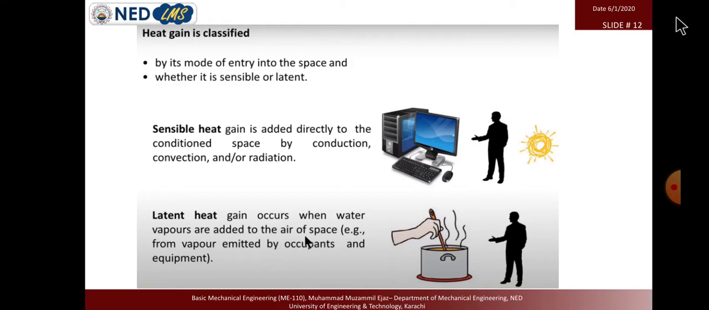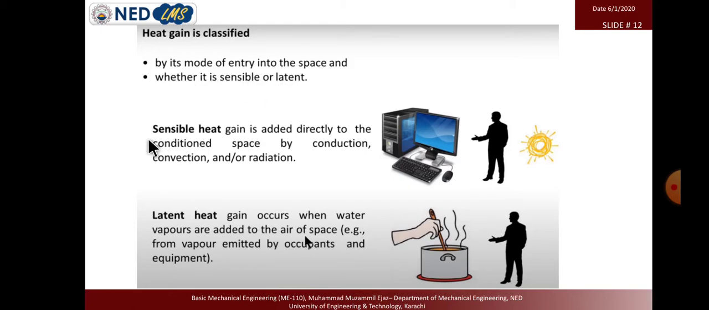So to estimate the heating load, first classify what kind of heating or what kind of load can be produced that needs to be cooled down in the room. So we have two types of heating by its modes of entry into the space and whether it is sensible or latent.